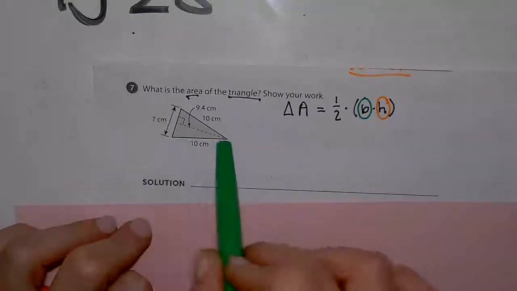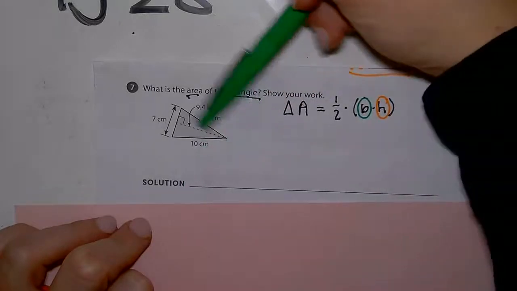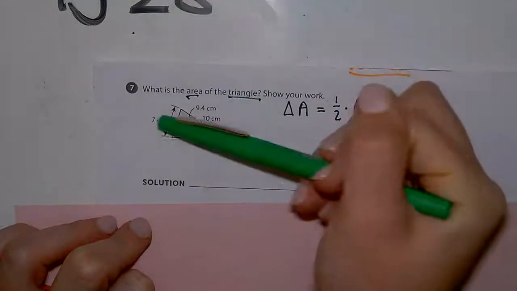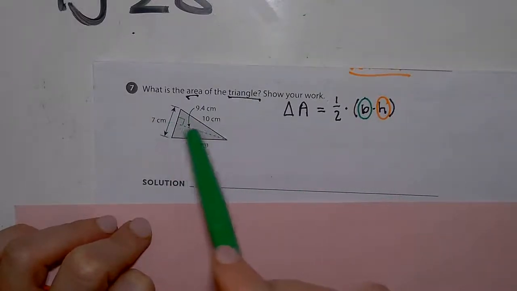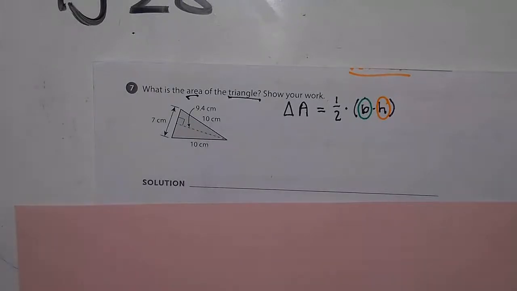I have 3 sides to choose from. This bottom one, that says 10. This one, that says 10. And this one, that says 7. So how do I choose? I'm not really sure which one to pick right now. So I'm going to move to my height.